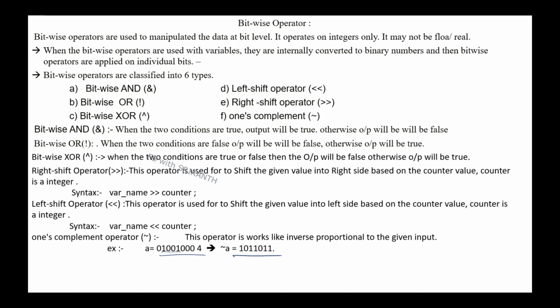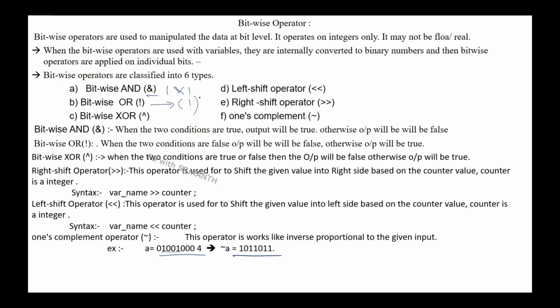First, what is bitwise AND? When the two conditions are true, 1 and 1, it will be true, and otherwise false. Logical OR and bitwise OR are similar. If one condition is true, then it is true. So bitwise OR means when the two conditions are false, it will be false, otherwise true. If one condition is true, then automatically the result will be true, right?